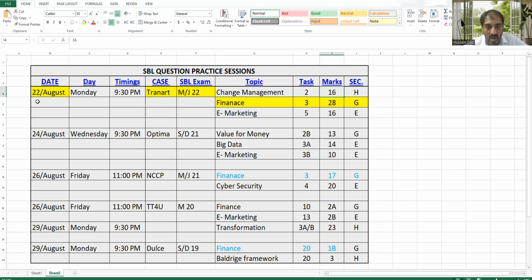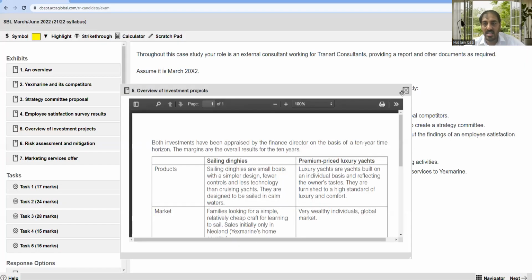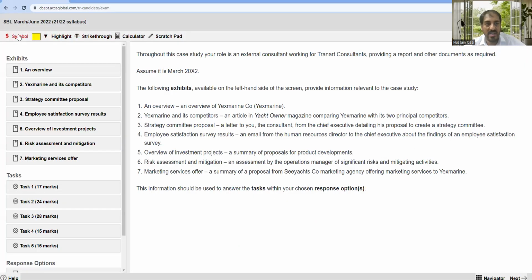So very first we are going to move to March 22, Tranart, and the particular question, Task 3, the finance. Now come on. This is the CBE format case study, and I'm going to discuss it here.